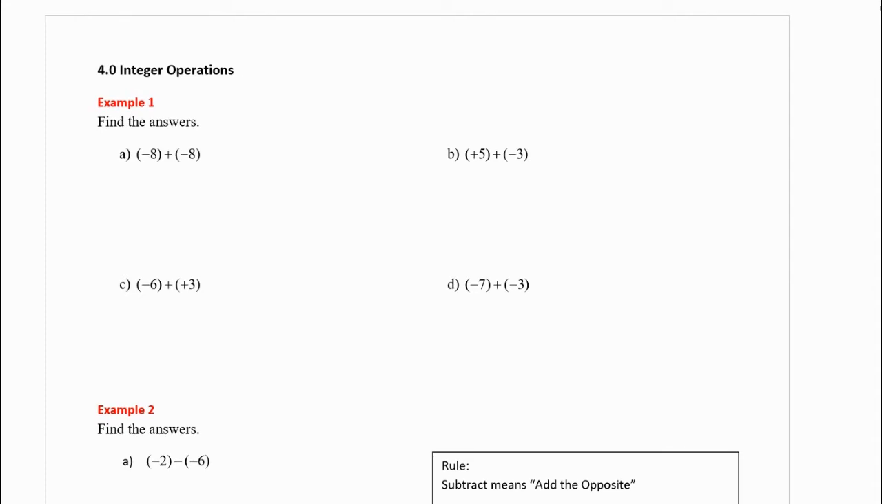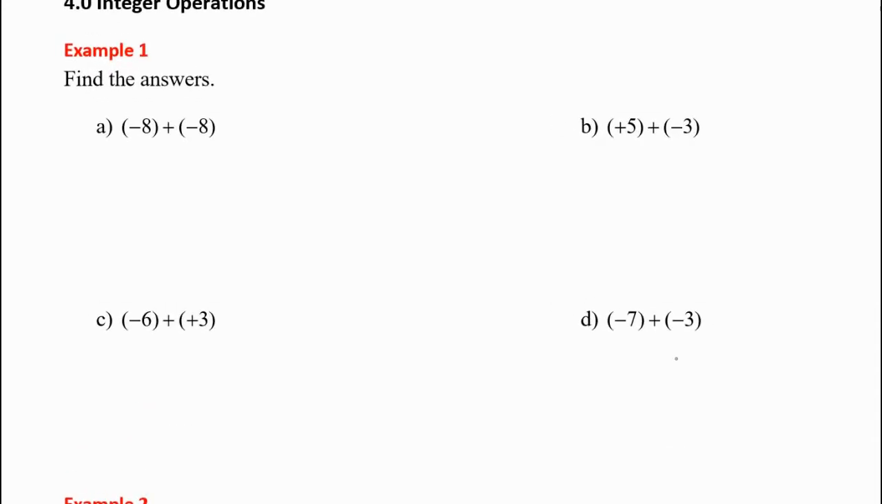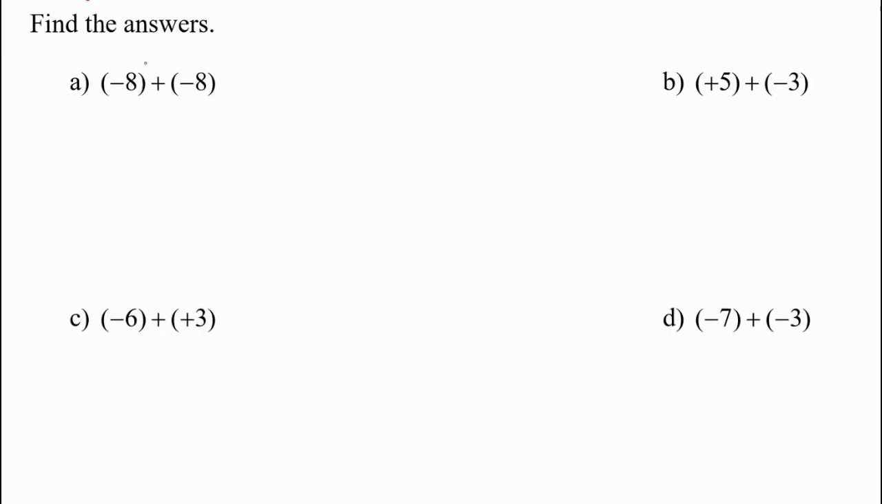Okay, so I want you to look at example 1. This is adding integers, so we're going to review how to add integers. We have -8 plus -8. What you're going to do is draw 8 negative integer chips and 8 negative integer chips. Addition means total. In total, how many integer chips do you have? You have 16 negative integer chips. Therefore, the answer is -16.